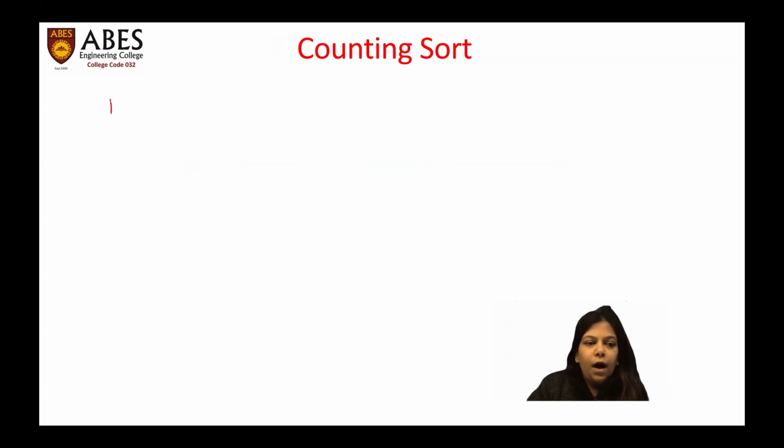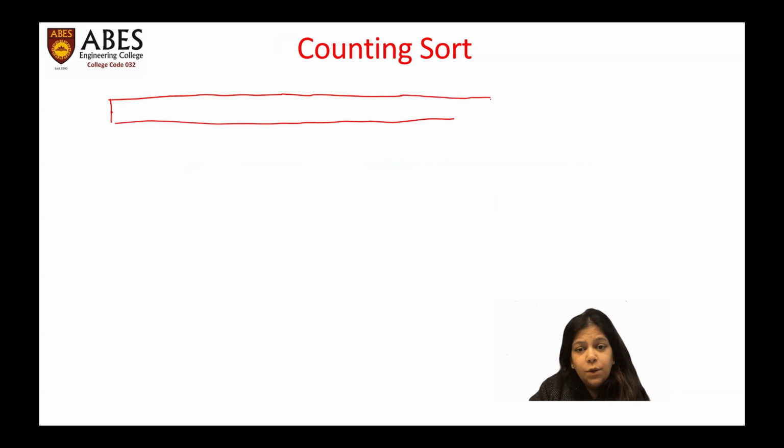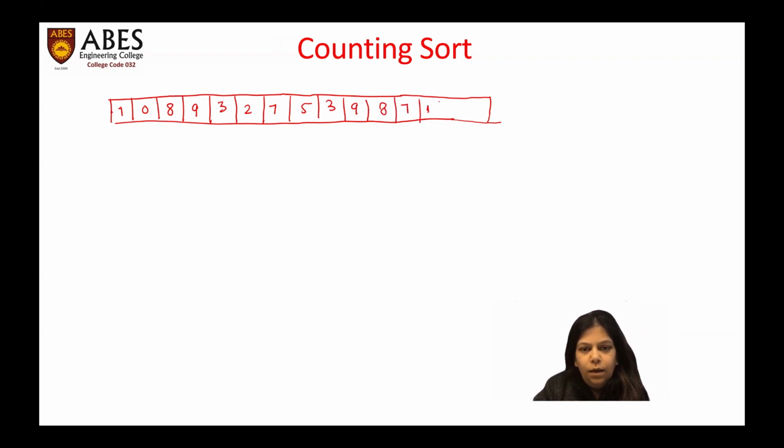So in order to have a better understanding of how the counting sort algorithm works, let us take an example wherein we have several elements ranging from 0 to 9 and they are stored in unsorted manner. Suppose we have 7, 0, 8, 9, 3, 2, 7, 5, 3, 9, 8, 7, 1, 4, and 5. And suppose the indexes of this array start from 0 till maybe 14. So that means we have a total of 15 elements stored inside this array.